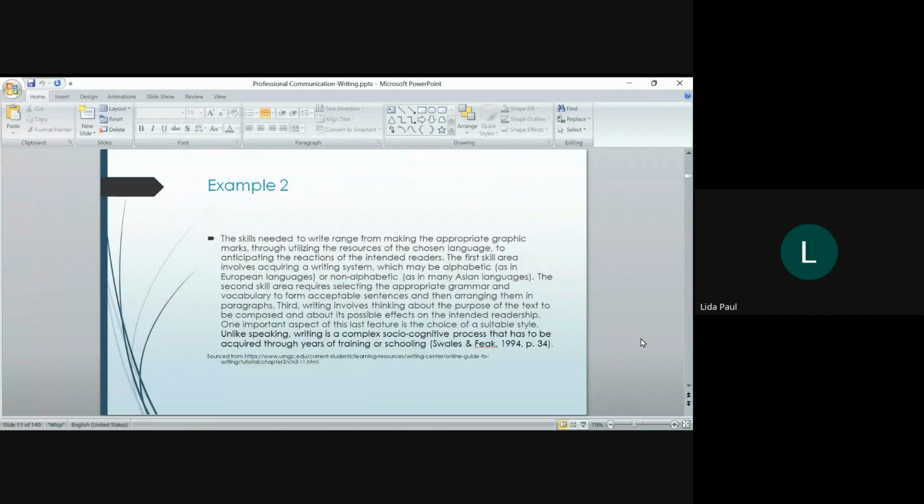Okay. Now this is example 2. You'll read this again and tell me what you see in this one. If you look at it closely, this is more or less the same as the first paragraph that you saw. But there is a little bit of a difference here. Tell me what it is.